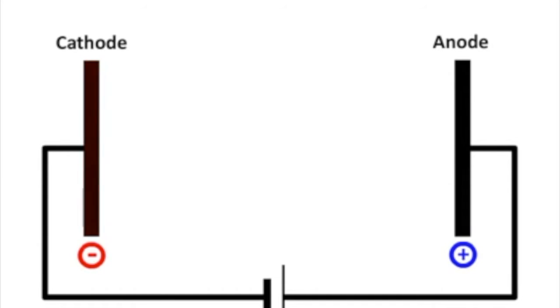This is how a circuit is usually set up, the cathode side being negative and the anode side being positive. A heated cathode produces electrons. The electrons are then accelerated by high voltage towards a metal target. Upon collision, electrons are decelerated, then emit electromagnetic radiation in the form of X-rays.